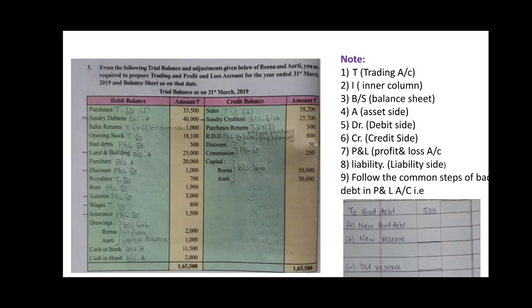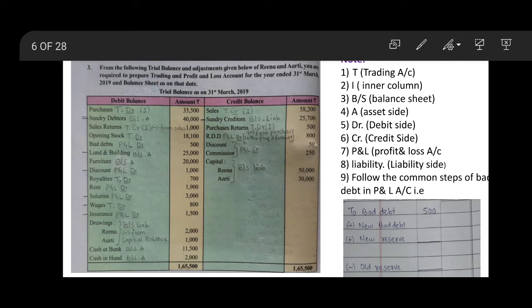Okay, next is to transfer the items given in the trial balance to the respective accounts. You can keep your prepared accounts in front and follow my instructions. I have marked it for you. The first one is purchases: trading account debit side in the inner column, as we deduct purchase return from it. The next is sundry debtors. Sundry debtors follows two adjustments, therefore leave 4 lines. The sundry debtors go to the balance sheet asset side in the inner column, 40,000, leaving 4 lines there. Next is sales return. Sales return is always deducted from sales, which we write on the trading account credit side.